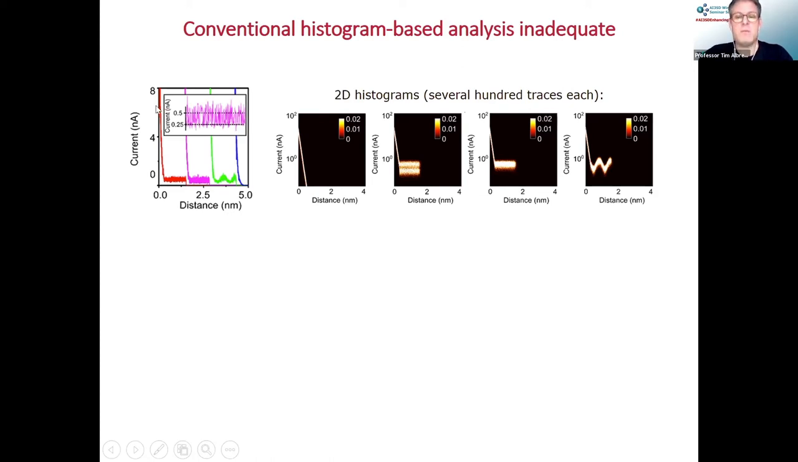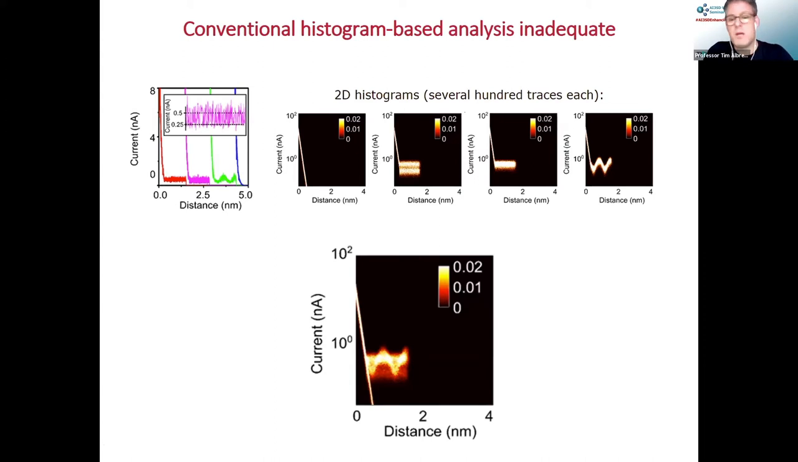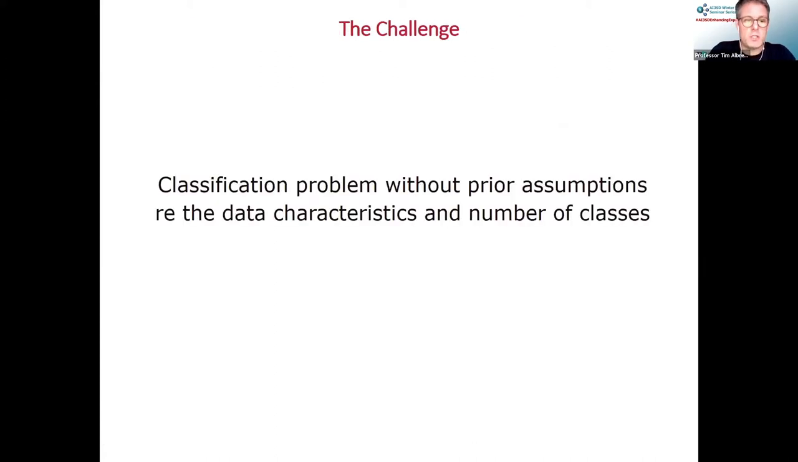And individually, there are several hundreds of traces for each. They would give us this sort of heat map for the individual classes. But of course, if you mix them all up, this is what the result looks like. This is what I showed you on the previous slide. So this is clearly no good, okay?